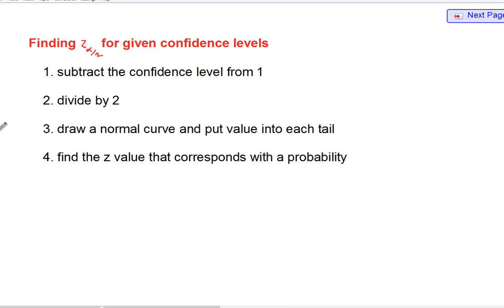Sometimes you will not be given one of the three major Z values or the three major confidence levels. Sometimes you'll be given something else. So what we're going to do is find your Z value given other confidence levels. So if I want to do that, I'm going to follow these 4 steps. First I'm going to subtract the confidence level from 1, which is going to give me alpha, just like I did earlier. It's 1 minus my confidence level.